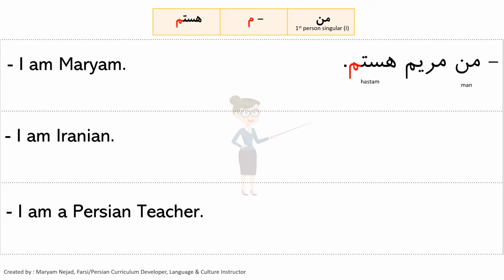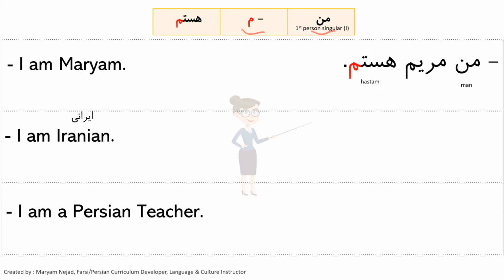Now we are going to go over some examples for each subject pronoun, and we are going to start with the subject pronoun man. And here is a verbal ending for man. So we already did the first one. We said I am Mariam: man Mariam hastam. But now I want to say I am Iranian.